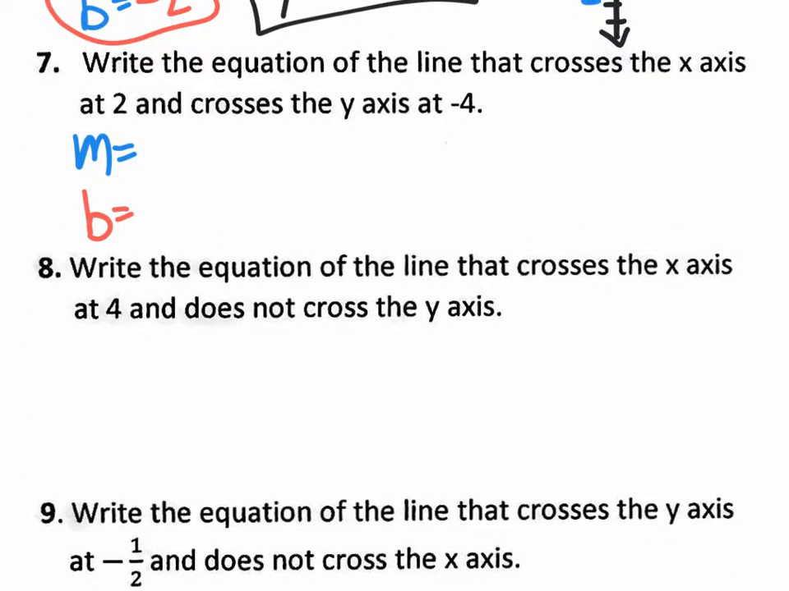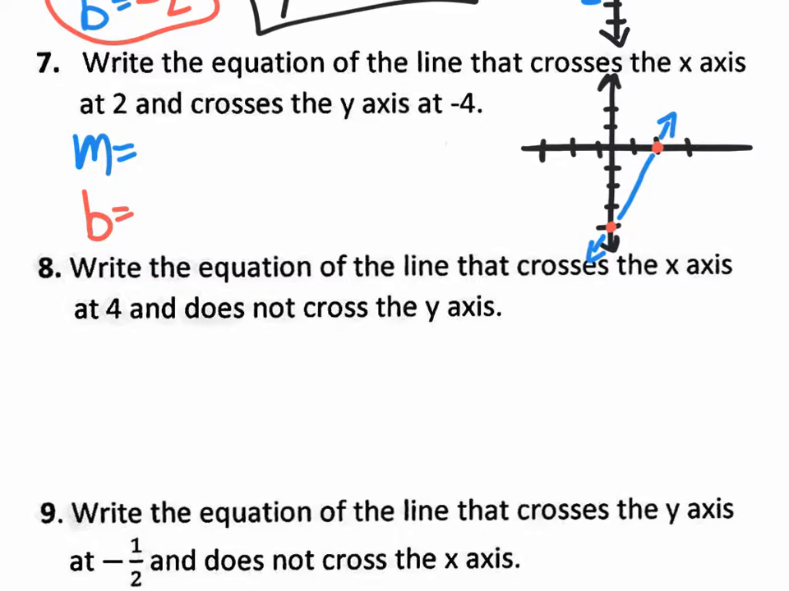So moving on to number 7, write the equation of the line that crosses the x-axis at 2 and crosses the y-axis at -4. Once again, you need a visual. So I drew a quick graph right there. It crosses the y-axis at -4, which is down here. It crosses the x-axis at 2, which is up here. And now you know that if it crosses at those two locations, your line is going perfectly through those 2 points. So now you could actually visualize it and see the slope of it.